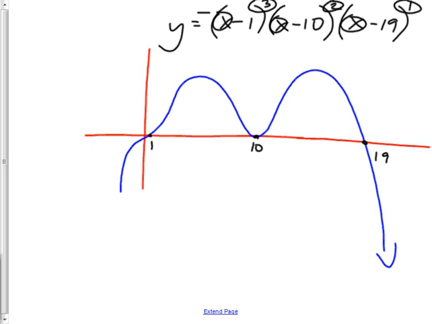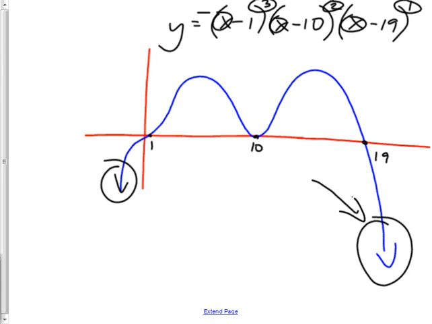This one's even because 3 plus 2 plus 1 makes degree 6. So since this one's even, they both have to go the same way. And it's going down on the right was the key. That causes me to have a negative right there. Okay, good. That's the main stuff for today.